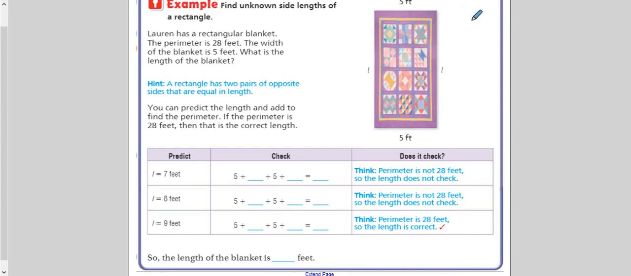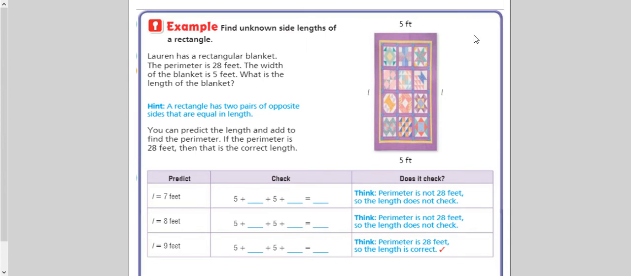Moving along with another example here at the top of page 638. Bring that whole thing over here. All right, what do we do when we have an unknown side length of a rectangle?